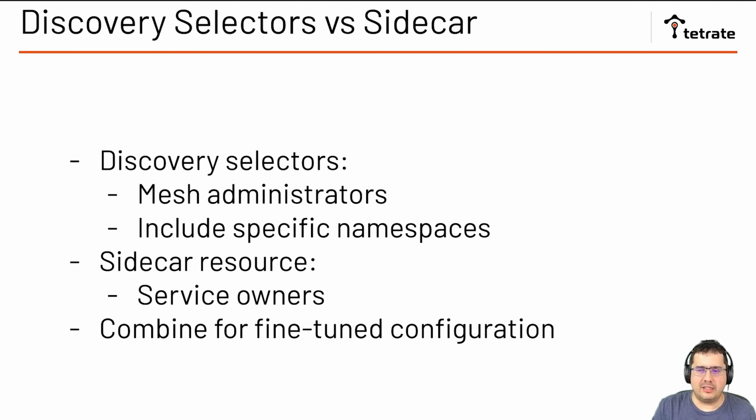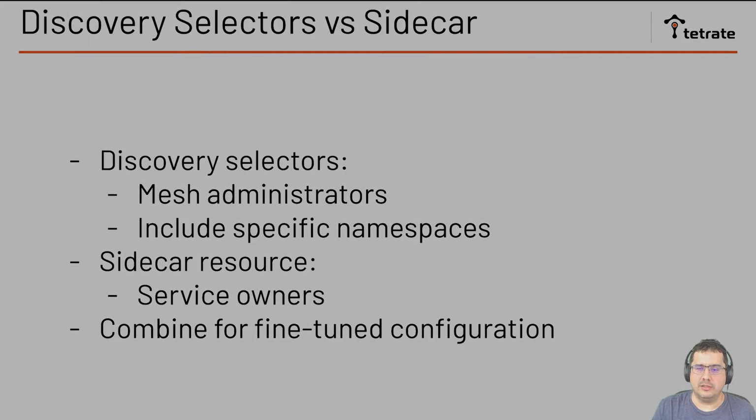Both the discovery selectors and Sidecar resources can be applied globally. However, discovery selectors will typically be configured by the mesh administrators, while the product teams or service owners will use the Sidecar resources to configure their own namespaces and workloads. You can also combine the two. You can imagine the mesh administrator configuring which namespaces are watched using the discovery selectors, and the service owners then creating sidecar resources either at the global, namespace, or workload level to fine-tune the configuration.